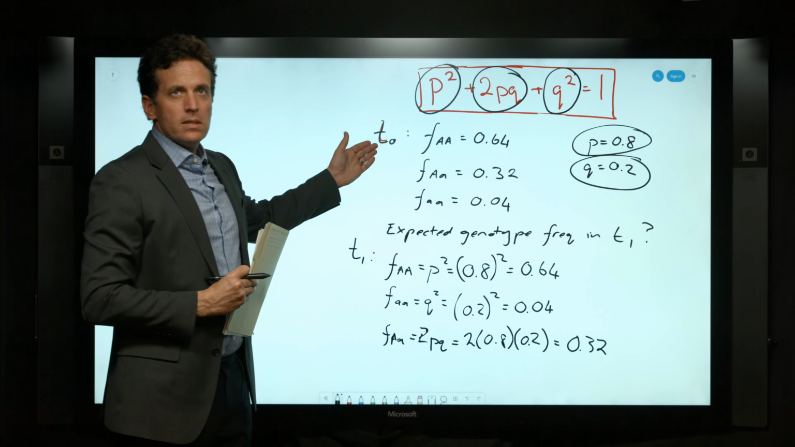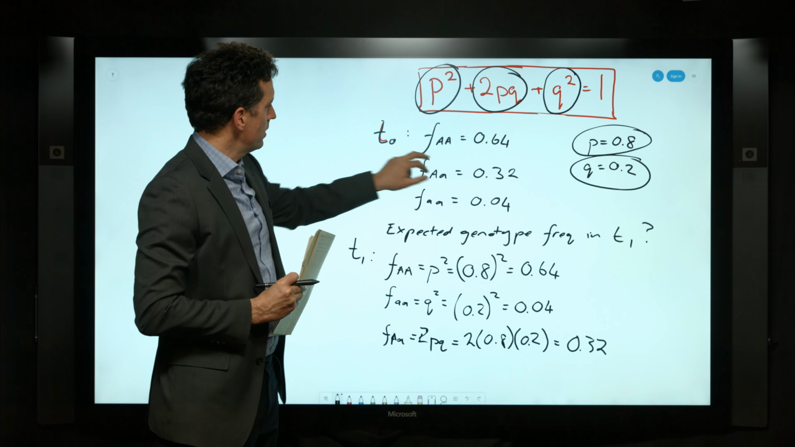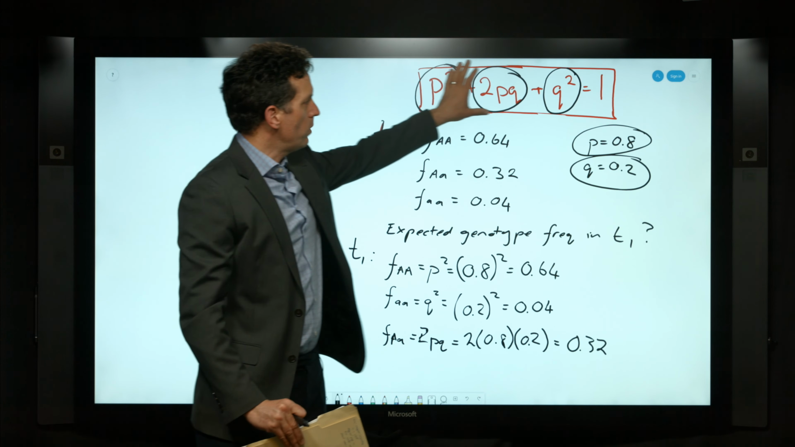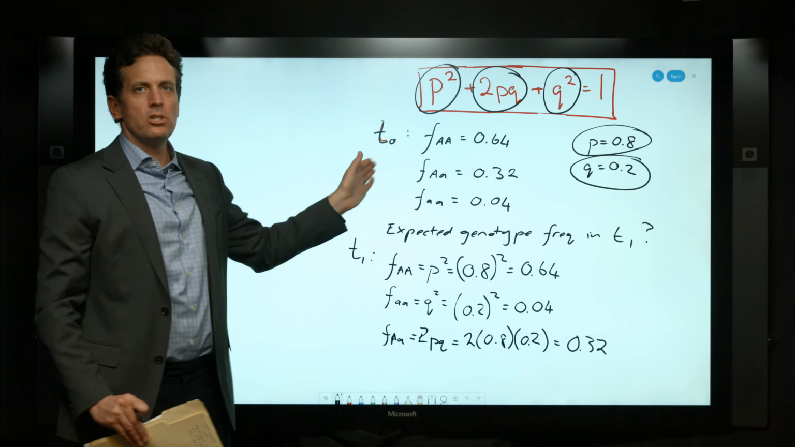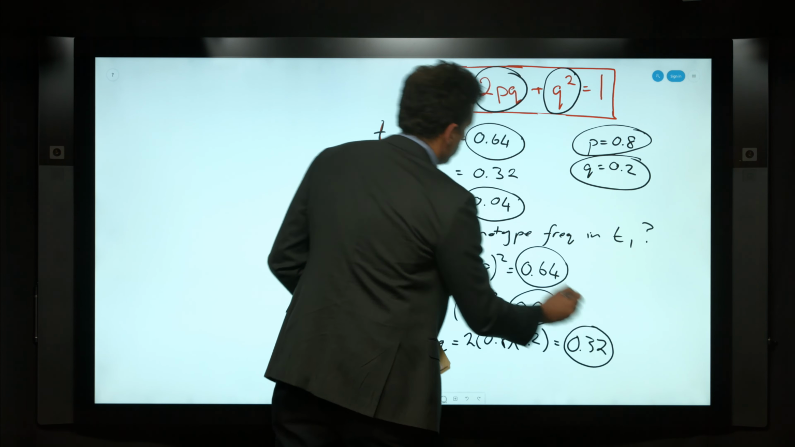All right, so we started with these genotype frequencies in our existing generation, which we call T0. We have these frequencies of each of the 3 different genotypes. We use that to compute the allele frequencies. And now we've used Hardy-Weinberg's law to compute the expected genotype frequencies in the subsequent generation. What we see is that in the next generation, the frequency of the big A homozygote is 0.64, which is exactly what it was in the initial generation. The frequency of the little a homozygote is 0.04, which is exactly what it was in the current generation. And the heterozygote, big A, little a, is 0.32, which is exactly what it was in the current generation.